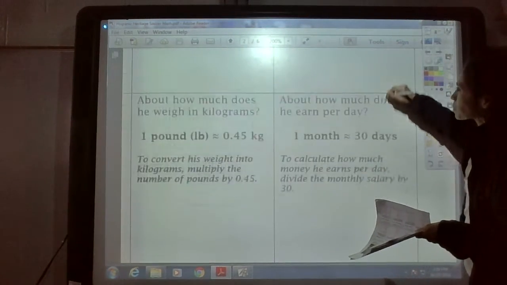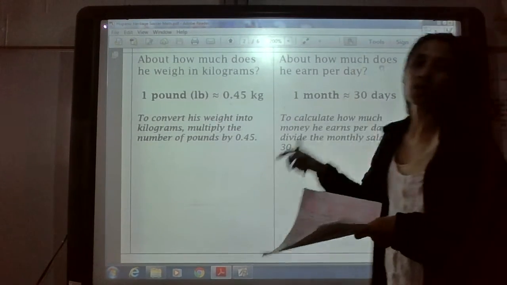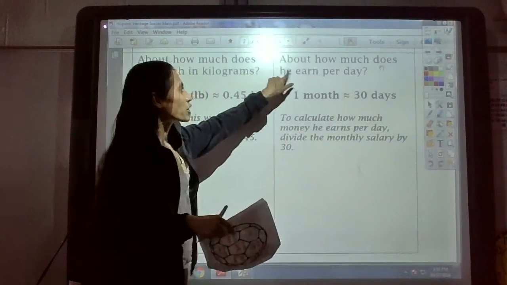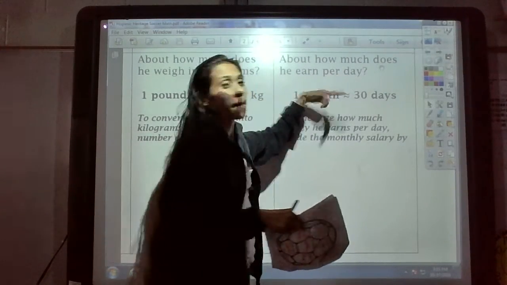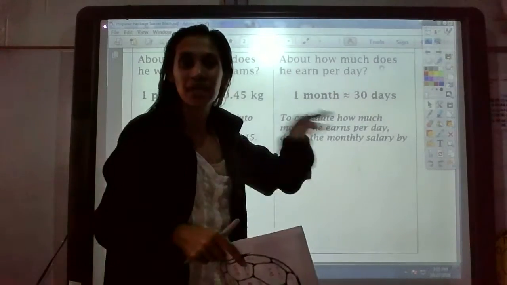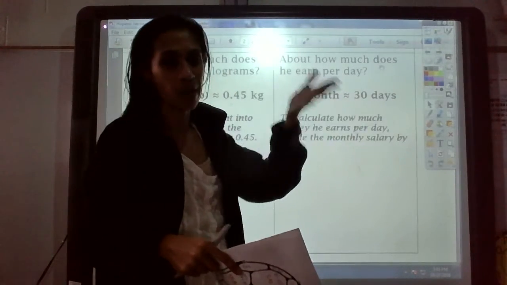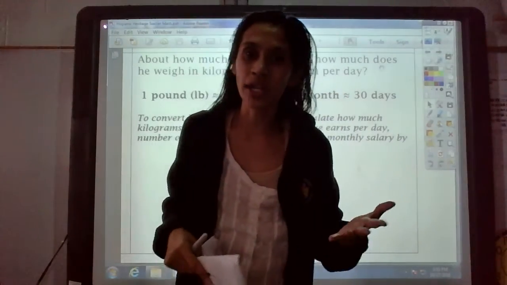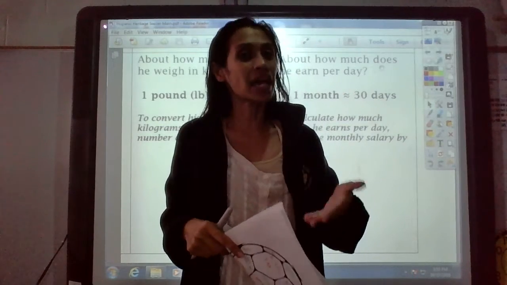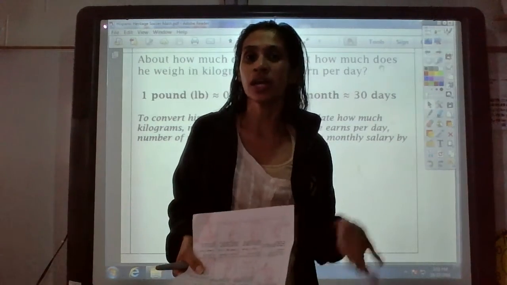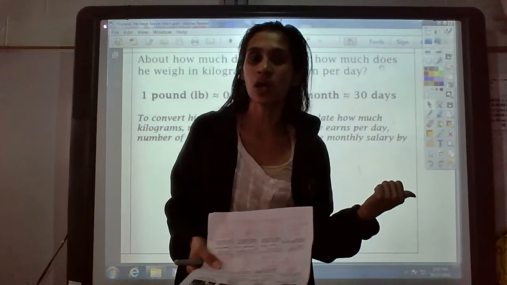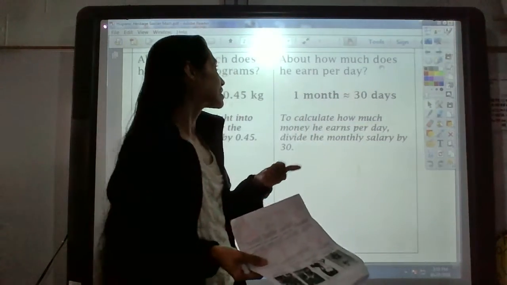Let's read the question. It says, about how much does he earn per day? At the top, it had his monthly salary. In Part 1, we calculated his annual salary, that means for the year. For this last question, we are going to work on his daily salary.